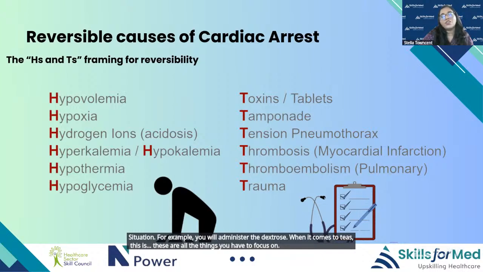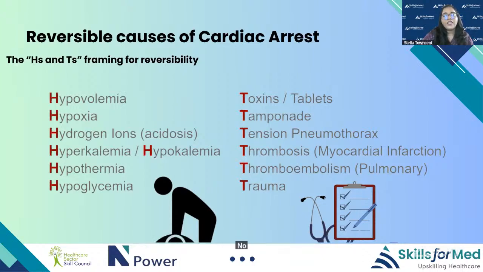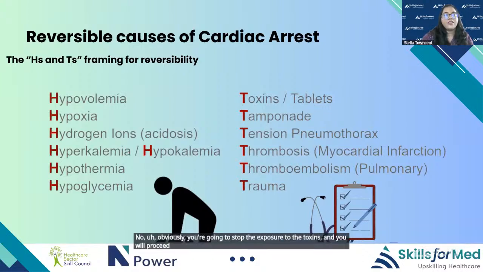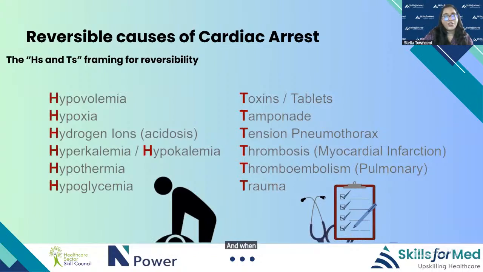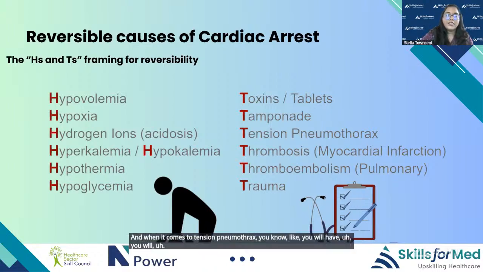They're toxins or tablets. Obviously, you're going to stop the exposure to the toxins, and you will proceed to administer the antidote. For example, if the patient has toxicity from opioids, then you will stop the exposure to the opioids and you will administer naloxone, for example. And when the patient is having a tamponade, this is a condition where the patient will undergo pericardiocentesis. And when it comes to tension pneumothorax, you will insert a needle, release the tension, and you will go for the chest drain insertion.